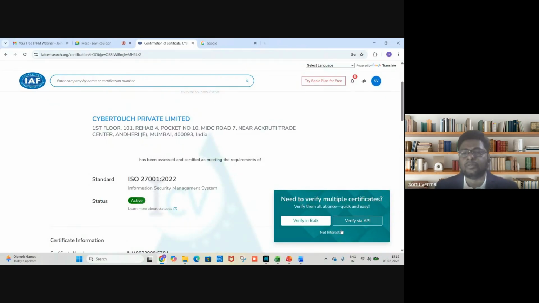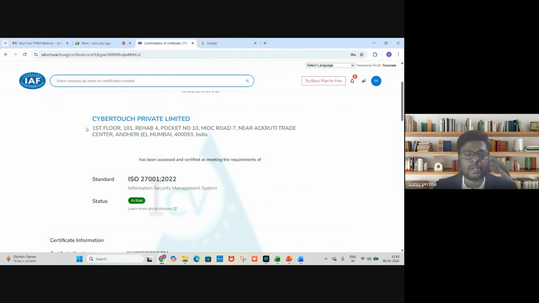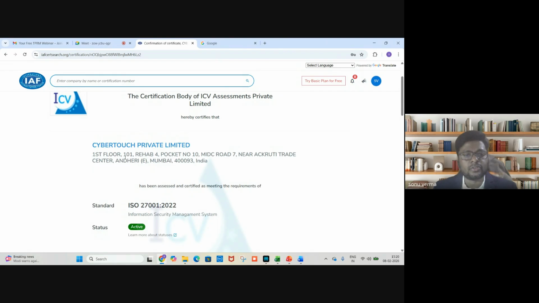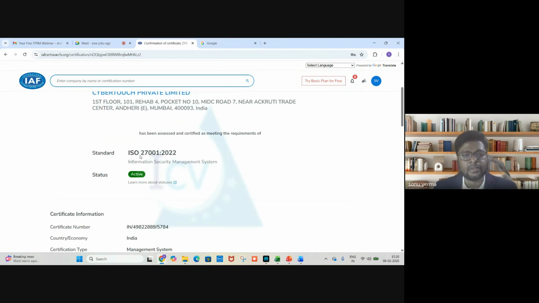Okay, now I need to see whether the certificate is valid or not. I see that the certificate is active. The certificate is active and valid, meeting all current standards set by the certifying body. Okay, now I can see this company is registered in Mumbai. Okay, it is ISO certified.